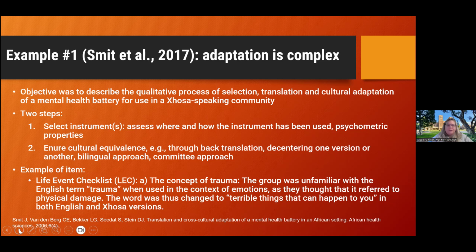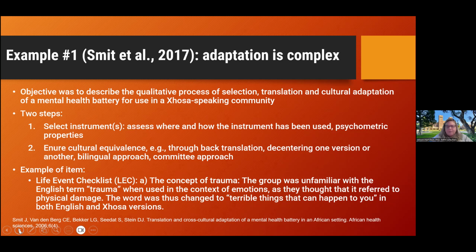And just take, for example, one measure, the Life Events Checklist. Many of you might be familiar with that. The concept of trauma was not familiar to the group with the English term trauma when used in the context of emotions, because trauma was considered to be more an issue of physical damage rather than trauma the way we think about it in terms of PTSD, et cetera. And so the word in the measure was changed to "terrible things that can happen to you" in both the English and COSA versions.